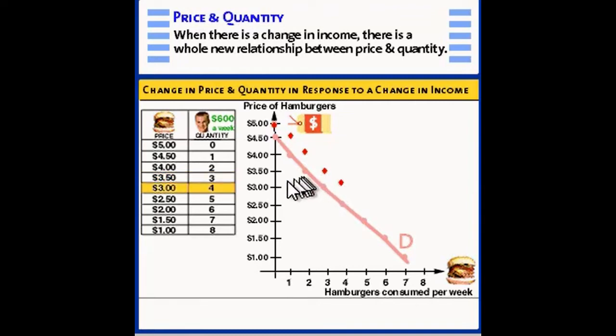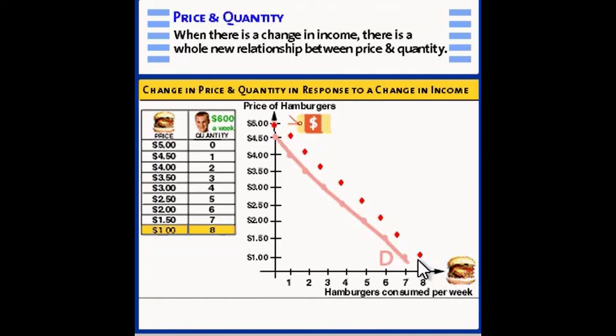As we keep moving down to lower prices, we get larger quantities. We still have the same negative relationship between price and quantity. That is, we have the negative slope, the same negative relationship, but the numbers are now different. Here, down at a price of $1, Bob is buying 8 hamburgers per week. I can connect the dots now and form Bob's new demand curve.